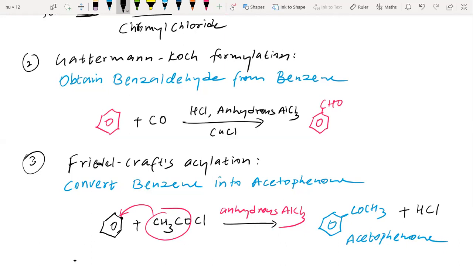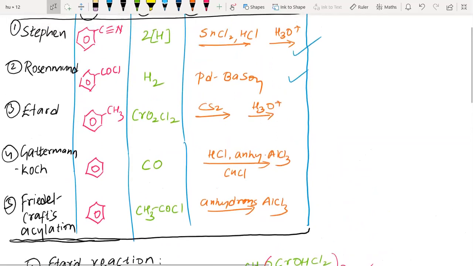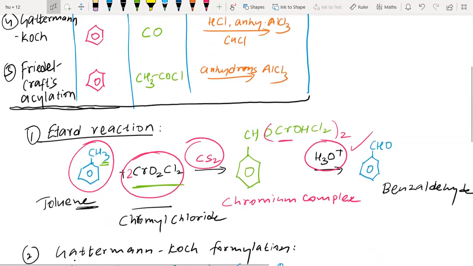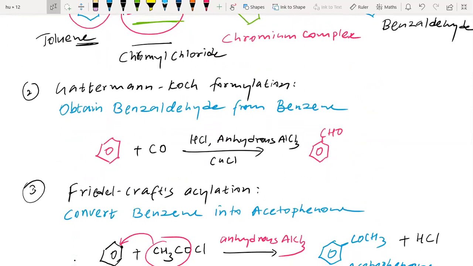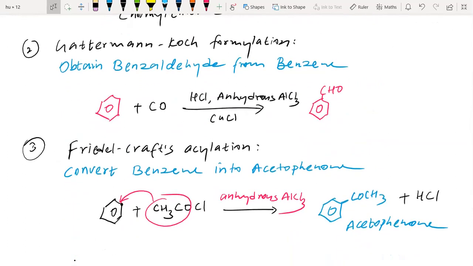The reason I gave this formula is that most of the time, I have seen that when students hear a name like Etard or Gattermann, they become blank. If you say Stephen, they don't remember what the main material is and what is to be added. So here the name reaction part is done, and in the next class we'll see more name reactions like Clemmensen reaction, Wolff-Kishner, and Cannizzaro's reaction.